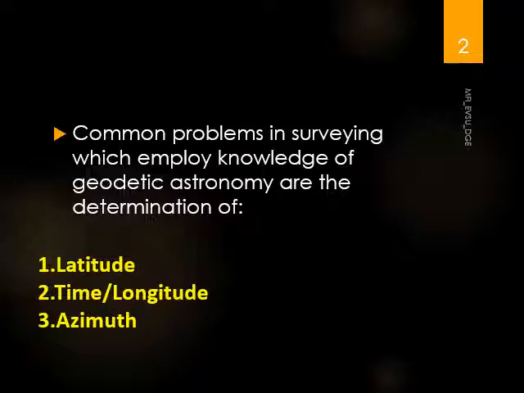Of course, our longitude, we can determine through the difference in time. And our azimuth, when we are surveying, if we are not using an advanced instrument like the RTK, or we have no reference point to observe, we need to reference our line. In the absence of a reference point, we can employ astronomic surveying or solar observation.